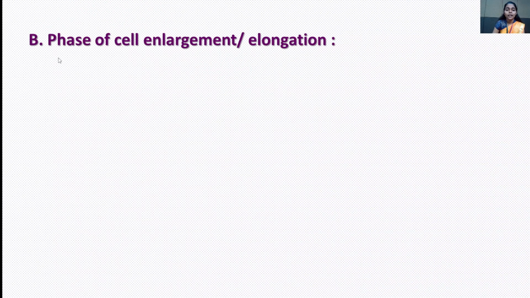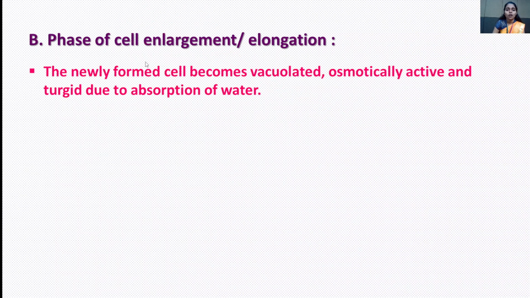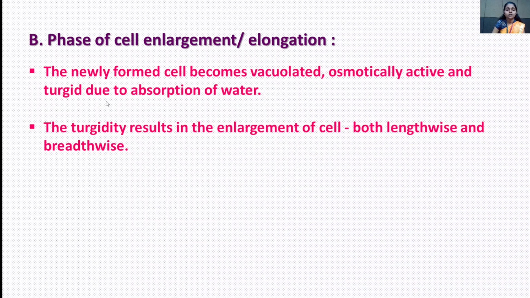Moving to the next slide. Next phase is the phase of cell enlargement or elongation. These cells are elongated or enlarged. The newly formed cell becomes vacuolated, osmotically active, and turgid due to absorption of water. The turgidity results in the enlargement of the cell both lengthwise and breadthwise.